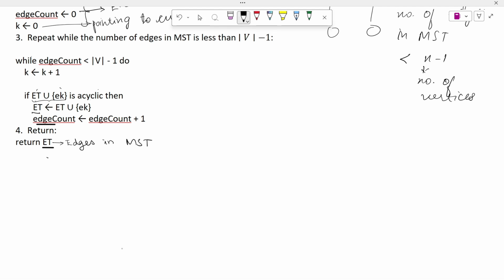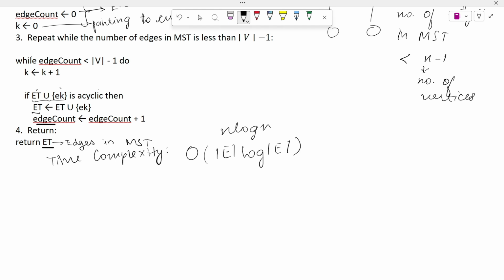So coming into the time complexity now, the time complexity of Kruskal's algorithm is big O of number of edges log number of edges, which is the same as n log n, where n refers to number of edges.